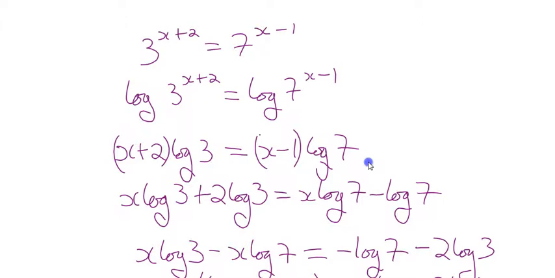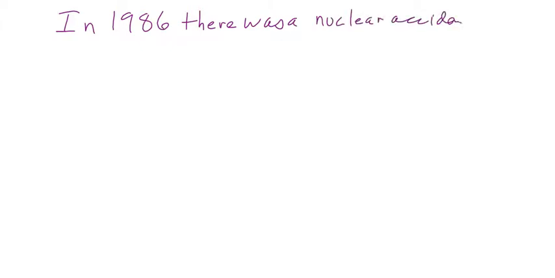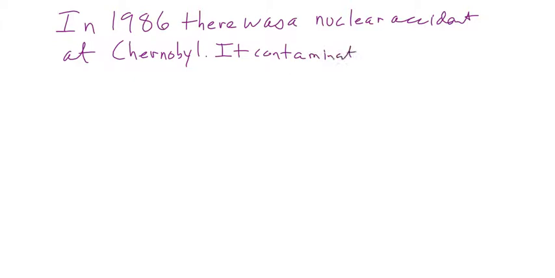Okay, we've done money, and now I'm going to do a half-life problem. So, in 1986, there was a nuclear accident at Chernobyl. Spell Chernobyl. It contaminated the atmosphere with radioactive iodine 131.